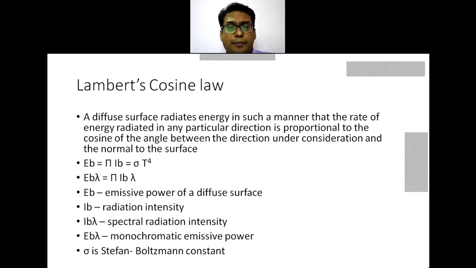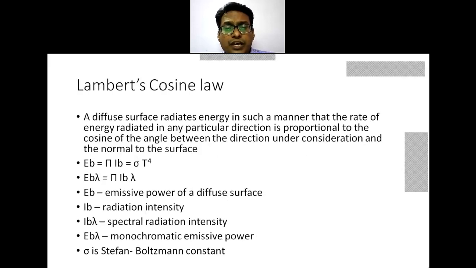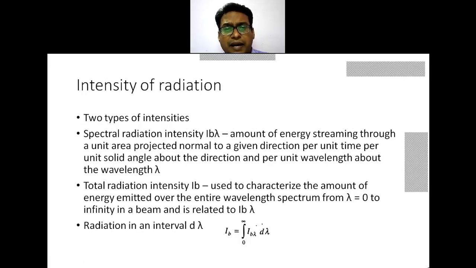Then let us understand Lambert's cosine law. A diffuse surface radiates energy in such a manner that the rate of energy radiated in any particular direction is proportional to the cosine of the angle between the direction under consideration and the normal to the surface. So EB, the emissive power of a black body, is equal to pi into IB, where IB is the total radiation intensity, which is sigma into T raised to the 4. Similarly, the monochromatic emissive power for a black body is equal to pi into IB lambda, where IB lambda is the spectral radiation intensity.